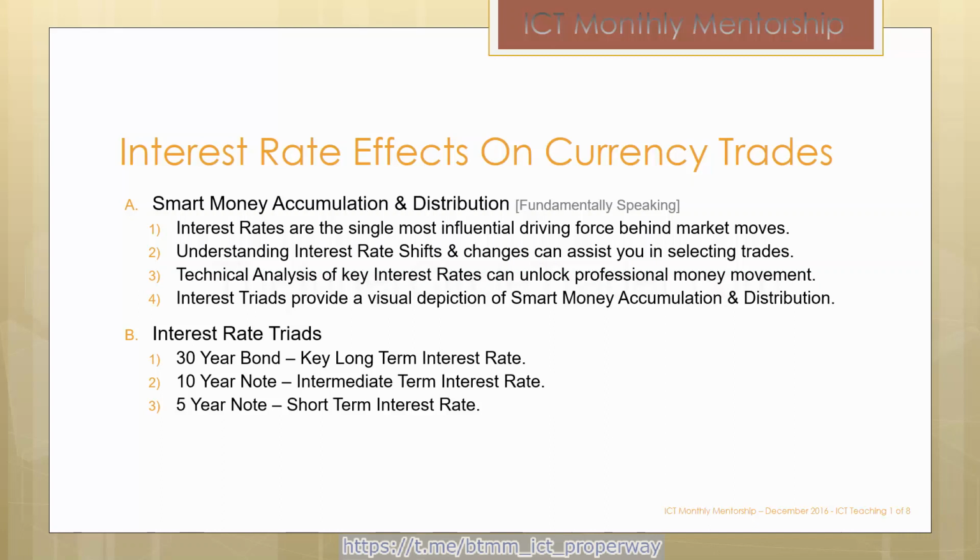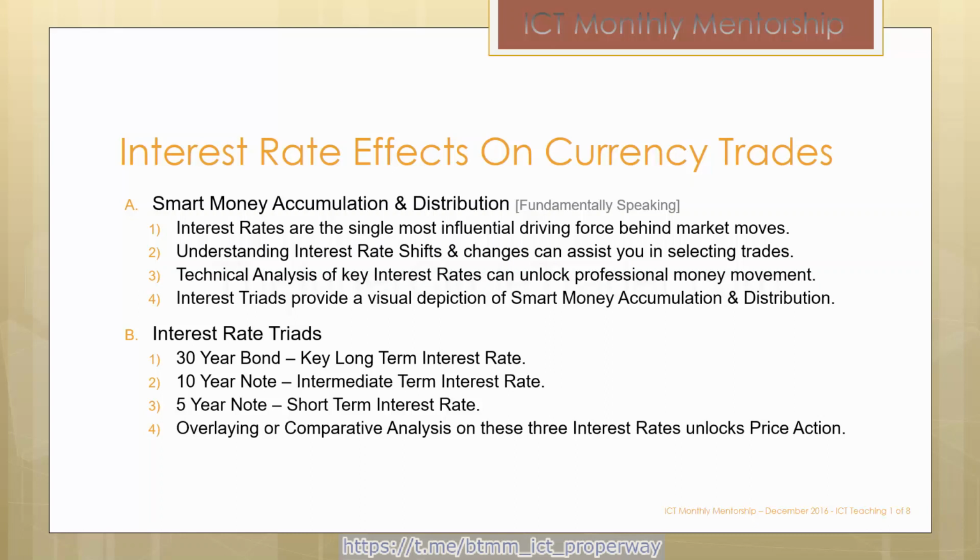Now, these three interest rate markets are all futures markets. So they're traded on the futures market exchanges, and by looking at the price action of these three in relationship to one another, it will unlock a lot of the things that most of the time evade you when you're looking for price action type setups. But overlaying or comparative analysis on these three interest rates unlocks price action. Failure swings at opportunistic times can validate institutional order flow.